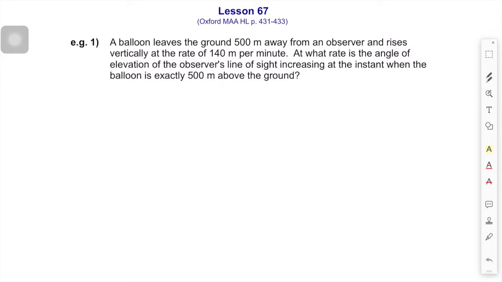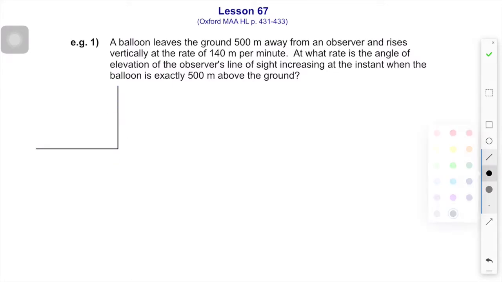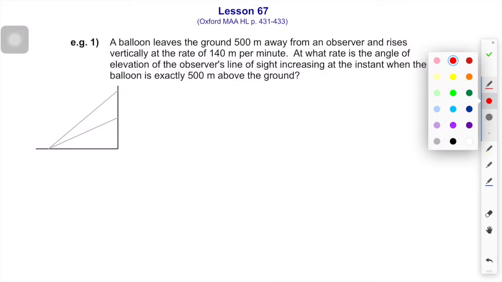If you recall how we dealt with related rates problems, in most cases we started with a diagram. So here we go. Let's draw the ground and then the path of the balloon. We know that the balloon is increasing from a certain height to a higher height. Let's put some labels on this diagram. We'll use red. It leaves the ground 500 meters away from an observer. So I know that the distance between the observer and the balloon from the ground side is 500 meters.